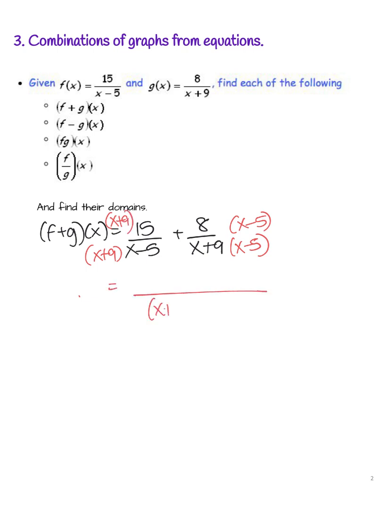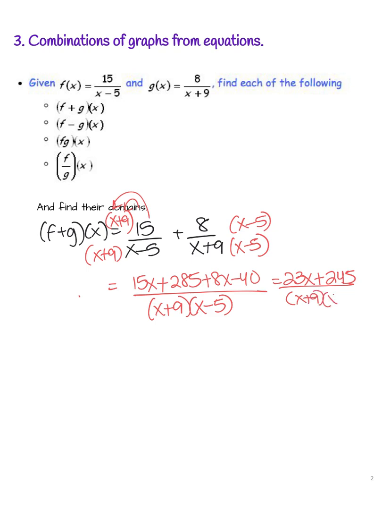So my common denominator is x plus 9, x minus 5. And then I can distribute. So 15x plus, I'm being a little lazy here, 285, using my calculator, plus 8x minus 40. So I get 23x plus 245 all over x plus 9, x minus 5.